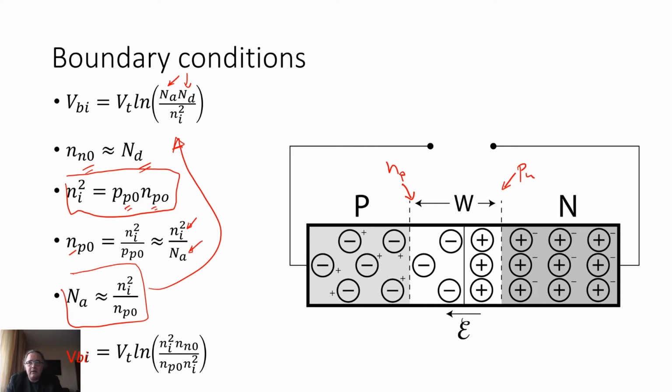And then what we derived here is that the built-in potential difference is now a function of the electron concentration in the N side and the electron concentration on the P side.